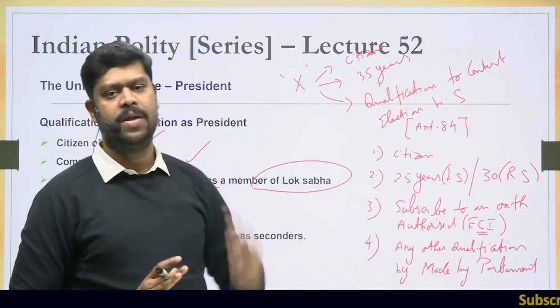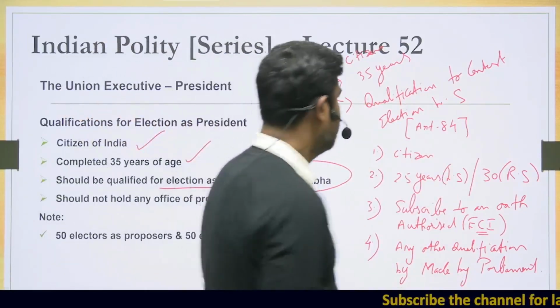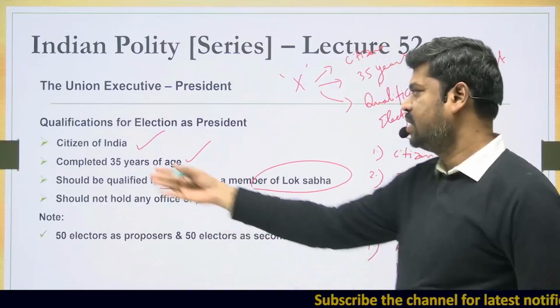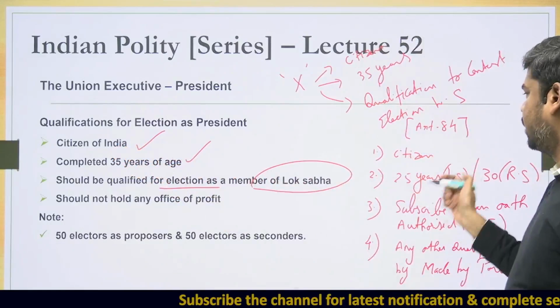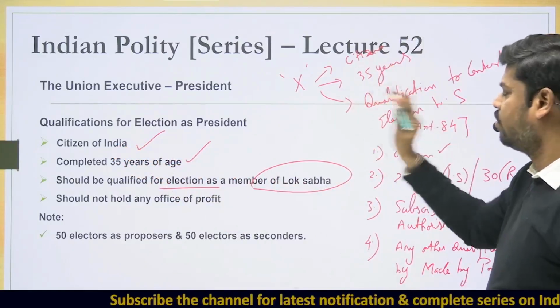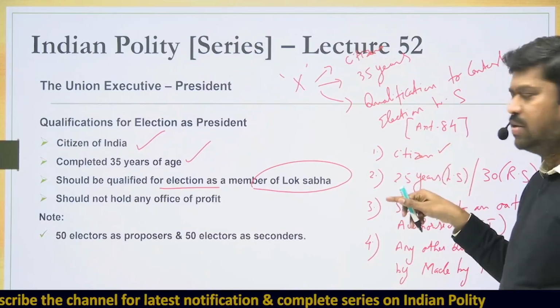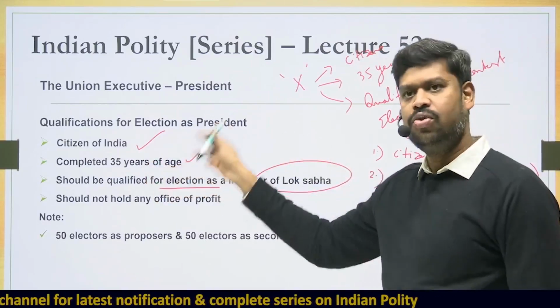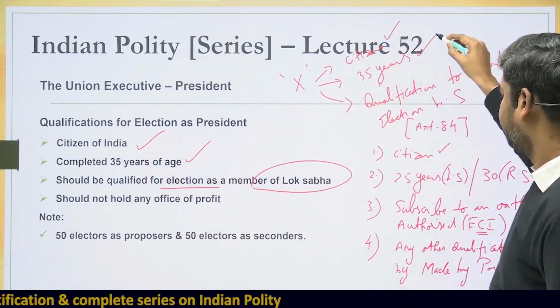Now come to the president. If you are combining these qualifications, for the president it is saying should be a citizen of India, should have completed 35 years of age. For the Lok Sabha it is saying should be a citizen of India, so there is an overlap. And then for the Lok Sabha it is saying not less than 25 years. But for the president it is 35 years, so the higher age will prevail. So should be a citizen of India, 35 years of age.